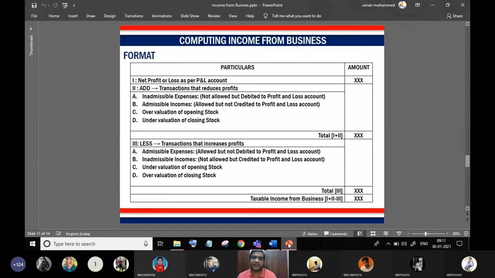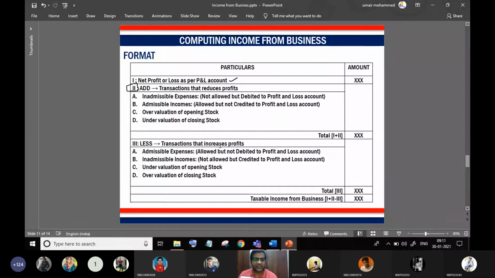In order to identify the right business income, we have to take the help of this reconciliation statement format, which primarily comprises two steps. Step number one, take the net profit. Where do we find this net profit or loss? The answer is simple. You get this in the profit and loss account. Then you have to do two important steps. First, add back all those transactions that reduce the net profit to step number one, and then deduct all those transactions that increase the net profit. The ultimate outcome will be taxable income from business.